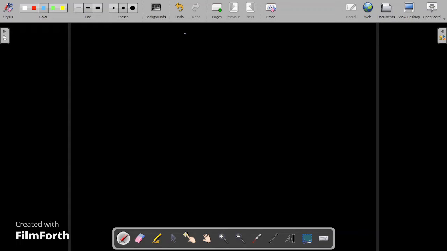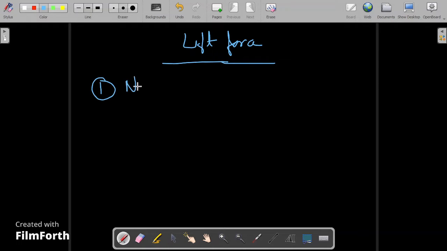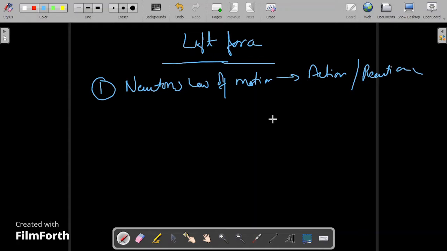Today's topic of discussion is lift force in aviation. I'll explain in a very layman, very simple term. There are two explanations. First is by Newton's law of motion, which is the action-reaction method of explaining lift force. Second is Bernoulli's method.